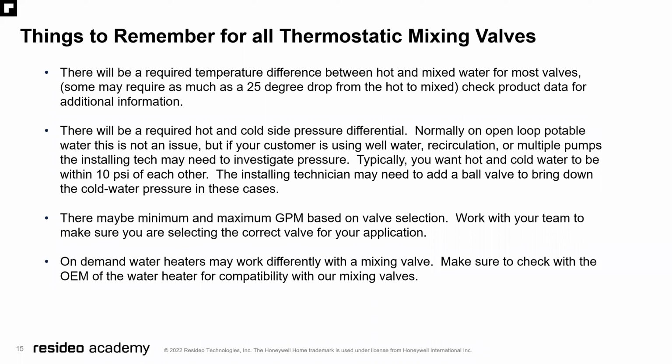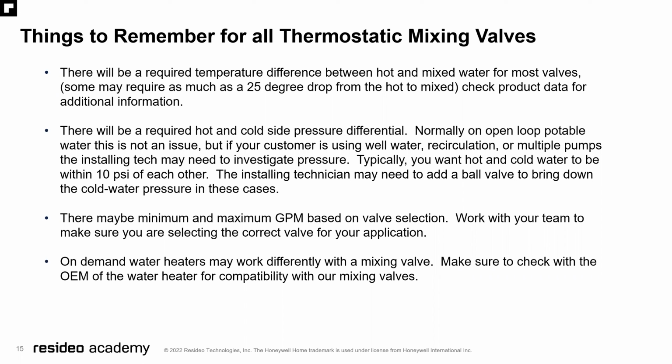So remember to check the product data for additional information. The reason we bring that one up is sometimes people will try to put 120-degree hot in and try to get 120-degree mixed out, and you just can't do that. The closest you're going to be able to get is probably 117 mixed out. So if it's mission critical for that, something to keep in mind is there is going to be a differential between the hot and the mixed.